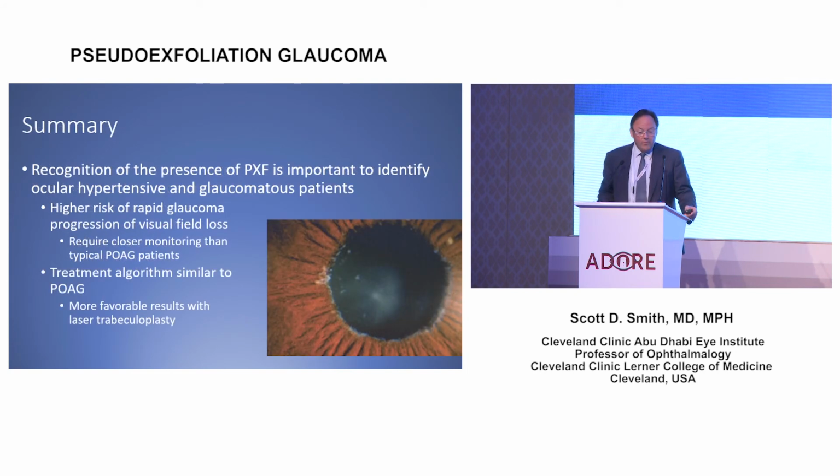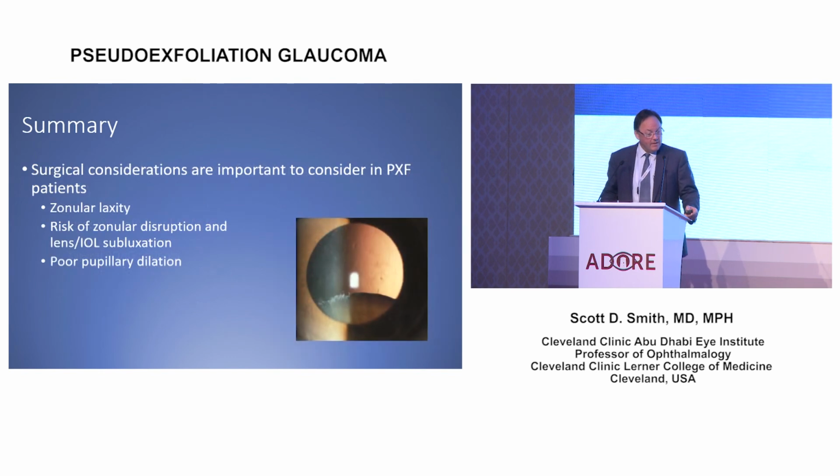So in summary, recognition of the presence of pseudoexfoliation is important to identify ocular hypertensive and glaucomatous patients. Realize there's a higher risk of rapid glaucoma progression and visual field loss in these patients. The treatment algorithm is similar to primary open-angle glaucoma, with considering the fact that there's more favorable results with laser trabeculoplasty, but the need to follow patients more closely because of the volatility of IOP. Consider the implications of the disease in performing anterior segment surgery as well.